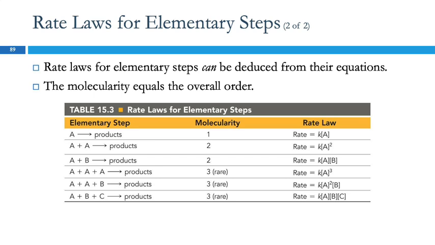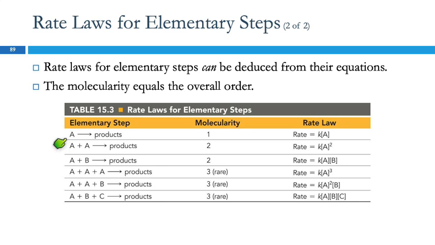When we're looking at elementary steps, we can figure out the rate law from the equation. And because this is so convenient and easy, people want to do this for everything. And so I just want to emphasize, this is only elementary steps. An elementary step is where you're looking at exactly which two particles are colliding. So the molecularity for that elementary step is going to give us the overall order.